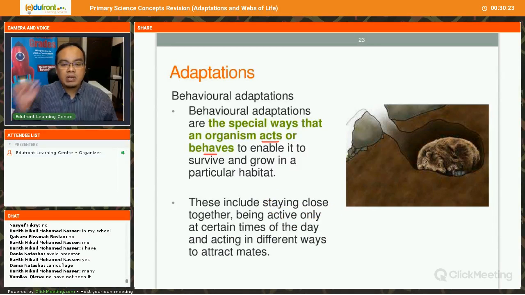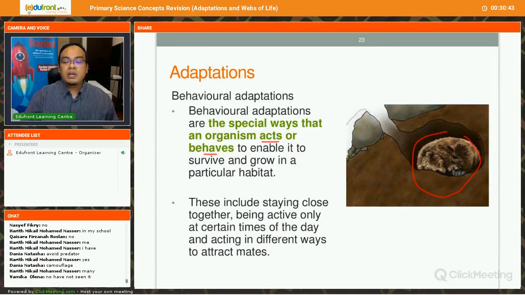Okay, or to store the body heat better, being active only at certain times of the day. You can see here this looks like a bear. And we know that bear hibernates, right? In the year, a bear can hibernate for months. During winter, they will hibernate.